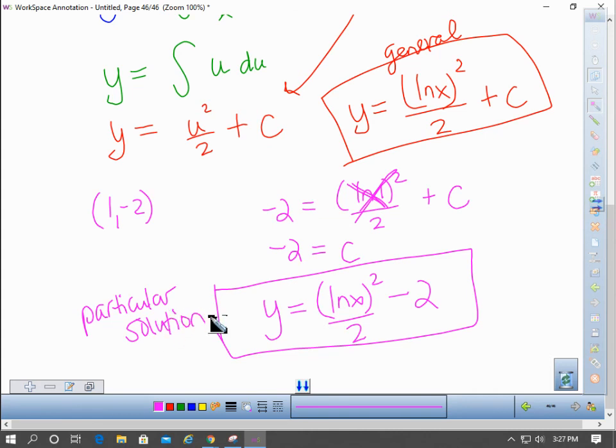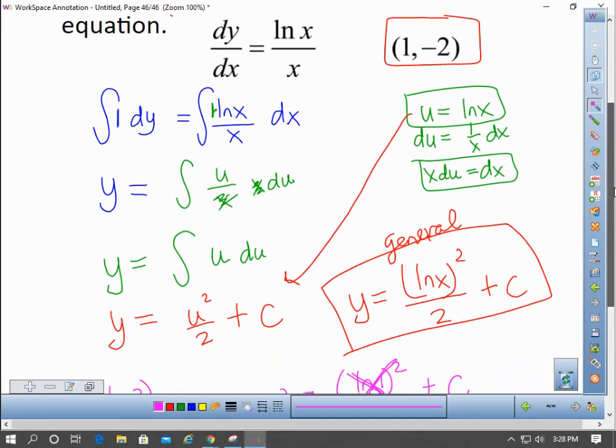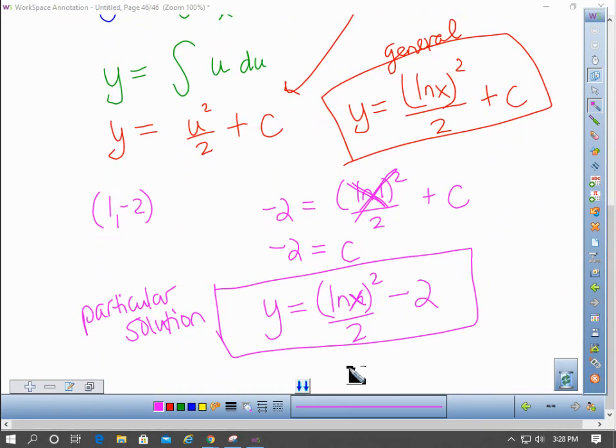And that's the solution curve of this family of general solutions. This is the particular solution that hits the point 1, negative 2. So now if we plug a 1 in here, we're going to get the answer negative 2, because that's the specific equation that goes through the point 1, negative 2 on the graph. All right. So that's just reviewing finding a general solution and a particular solution given this initial condition. All right, and so I found that equation, y equals the natural log of x squared divided by 2 minus 2. All right, so that was the last problem.